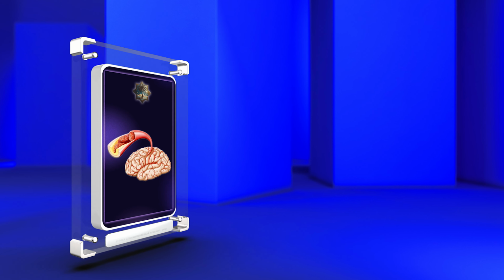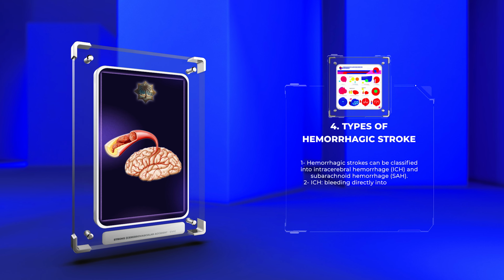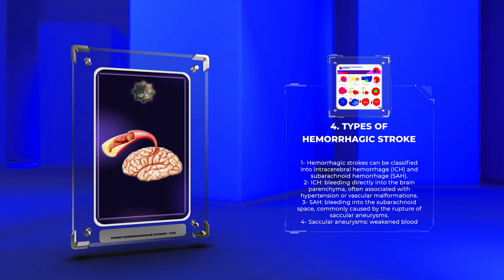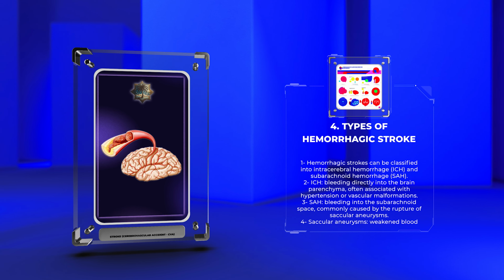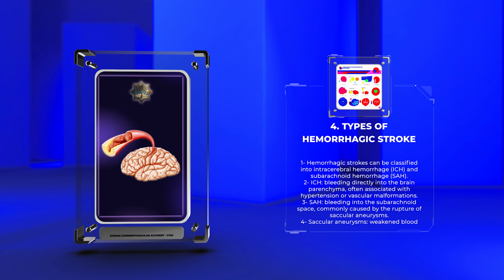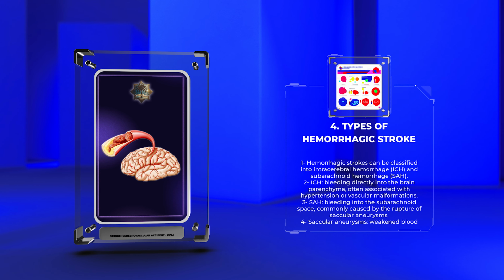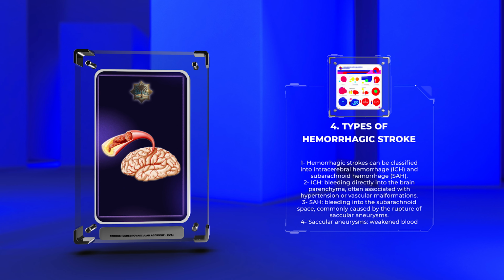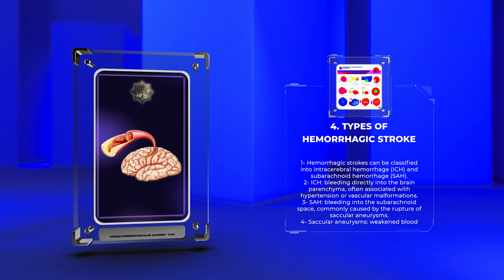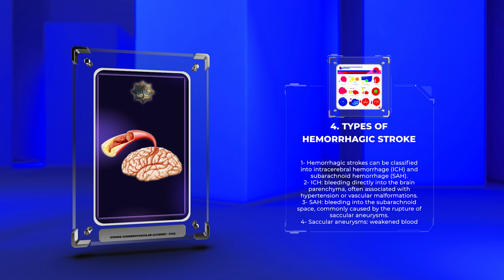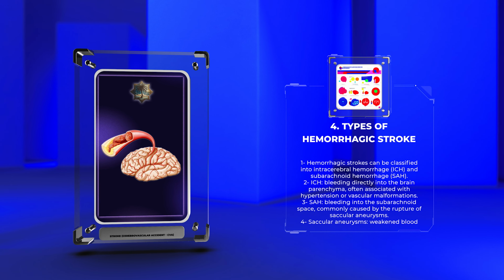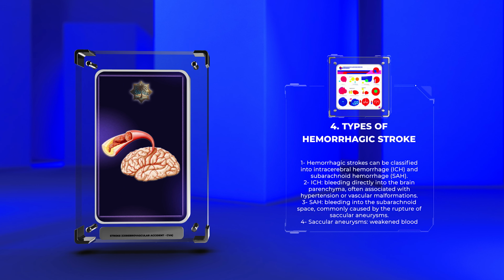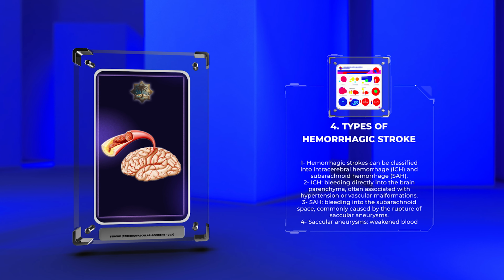Hemorrhagic strokes, a type of cerebrovascular accident, CVA, can be classified into two main categories: intracerebral hemorrhage, ICH, and subarachnoid hemorrhage, SAH. In ICH, bleeding occurs directly into the brain parenchyma. This type of stroke is often associated with conditions such as hypertension or vascular malformations. On the other hand, SAH involves bleeding into the subarachnoid space, which is the area between the brain and the surrounding membrane.